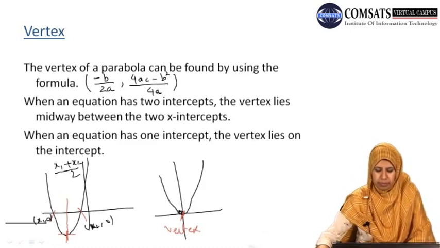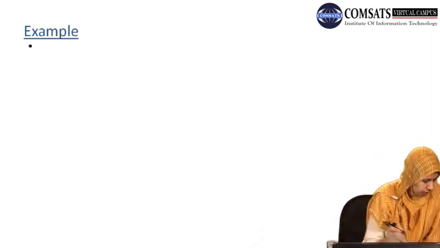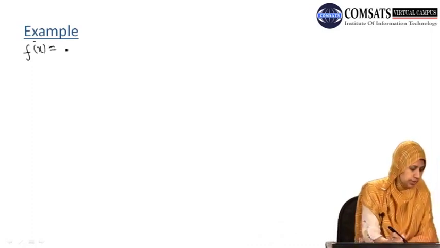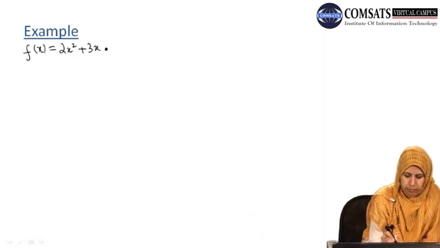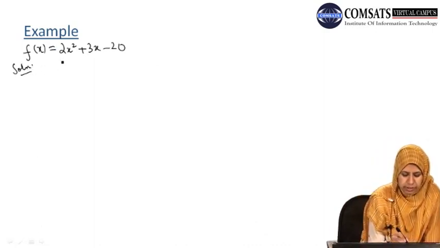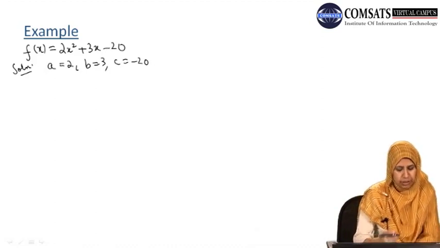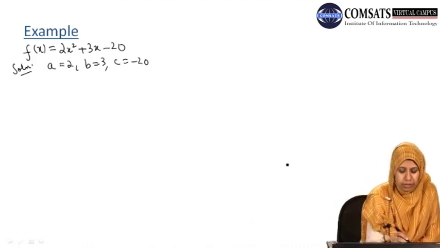Okay, let's have a look at some examples where we can find the vertex of our given quadratic function. Our quadratic function is given as f of x equals 2x square plus 3x minus 20. Then first we have to identify our a, b and c. a is equal to 2, b is equal to 3 and c is equal to minus 20. Okay, we have identified our a, b and c. Now, first we will find the vertex by using the formula of the x-coordinate and the y-coordinate.